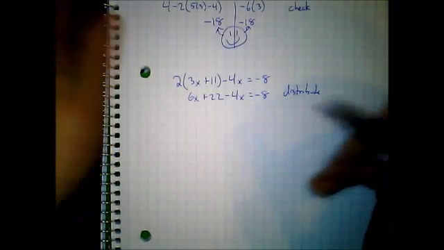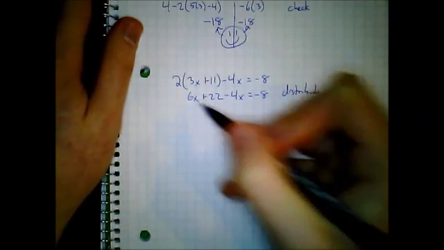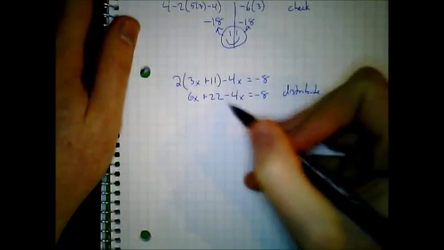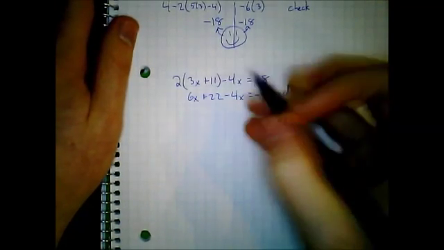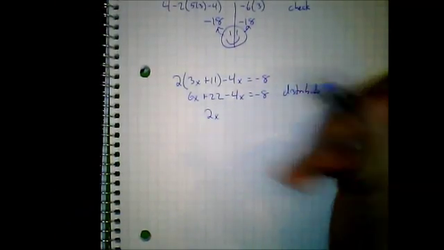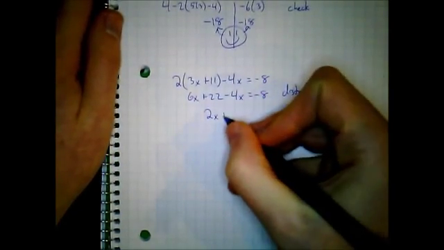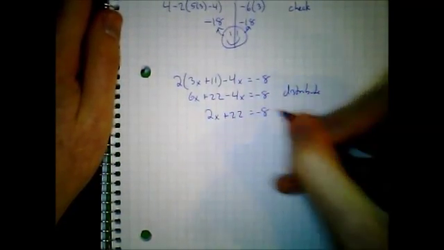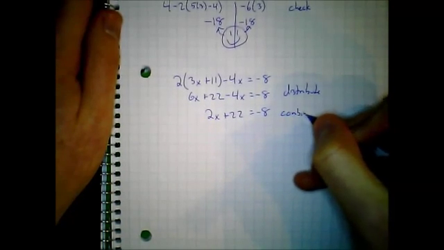Now we want to combine our like terms if we have any. I see we have 6 positive x's on the left, and we also have negative 4x's, so 6x minus 4x is just obviously 2x, plus 22 equals negative 8. We combined our like terms.